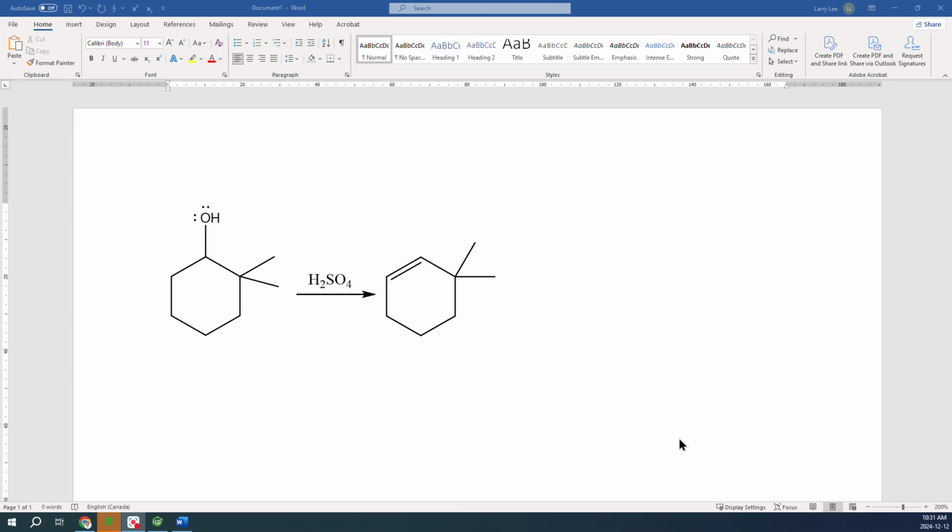Let's look at a mechanism for dehydration. This was a post-lab question from experiment 10, cyclohexanol to cyclohexene. We have a molecule here, a 2,2-dimethyl cyclohexanol, with concentrated sulfuric acid. It makes the alkene, which is a 3,3-dimethyl cyclohexene. Let's take a look at the mechanism.